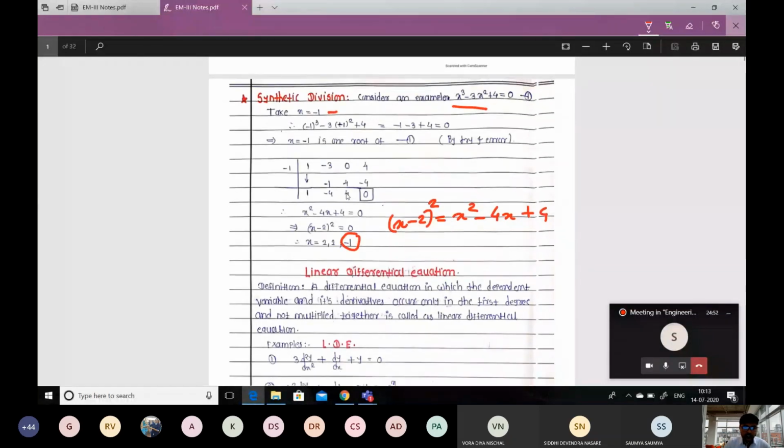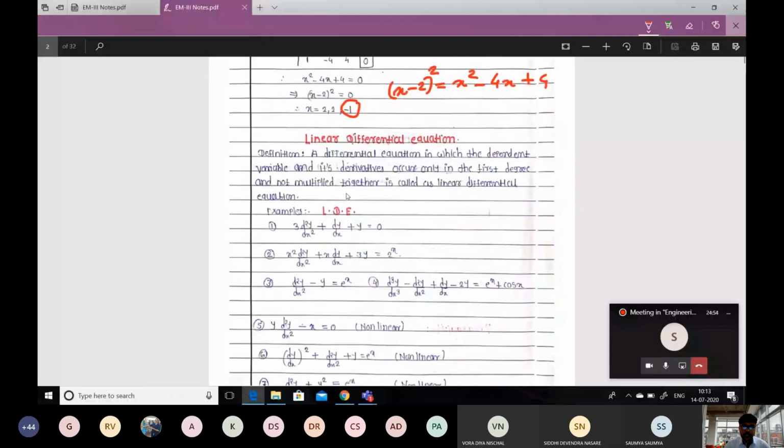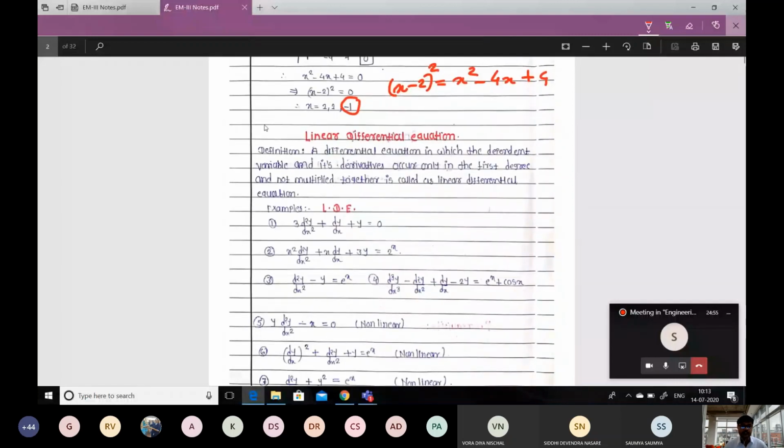OK, so the next very important topic that I want to start, the first point of unit number 1, is linear differential equation. Before that, do you have any doubt in synthetic division? I am giving you 5 seconds to respond.